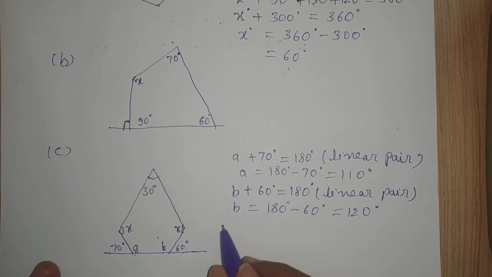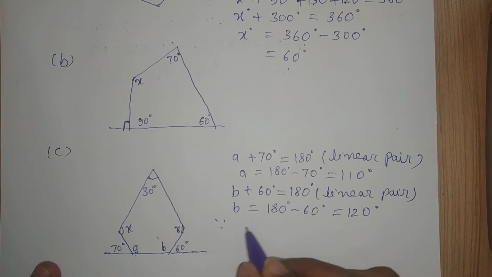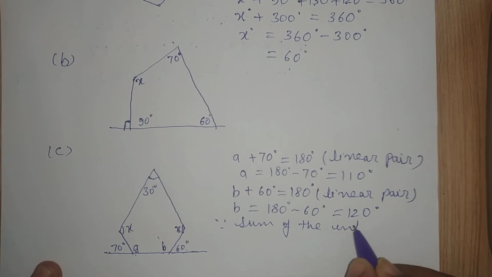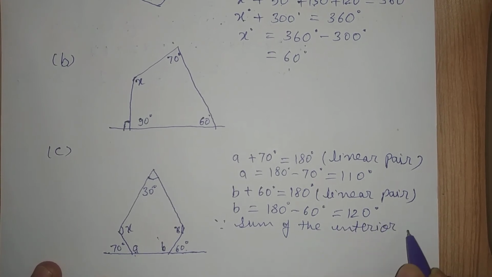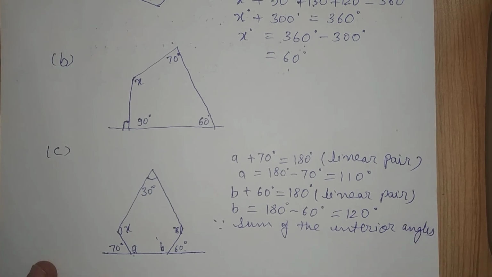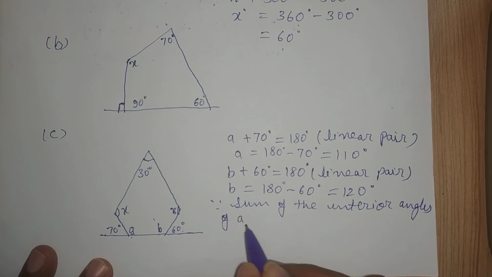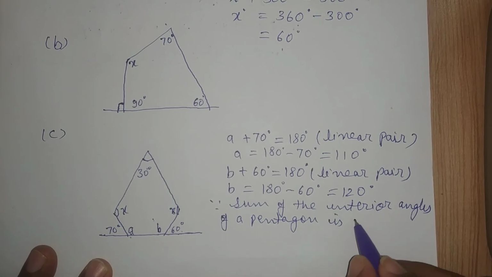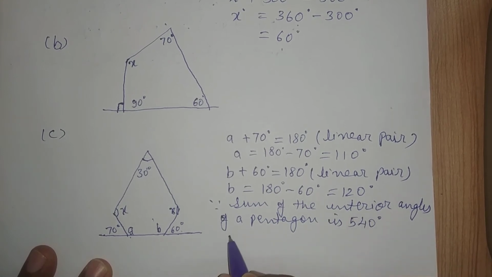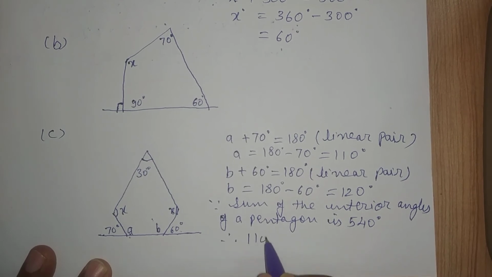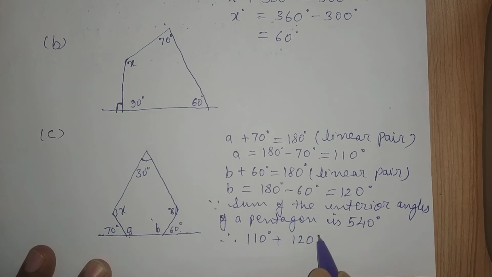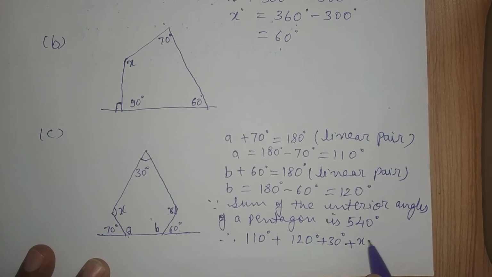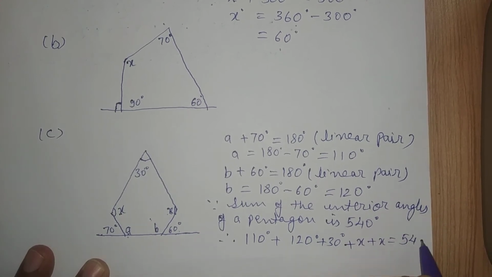Since it is a pentagon, so first of all we will write property. Since sum of the interior angles of a pentagon is 540 degree, therefore 110 degree plus 120 degree plus 30 degree plus x is equal to 540 degree.